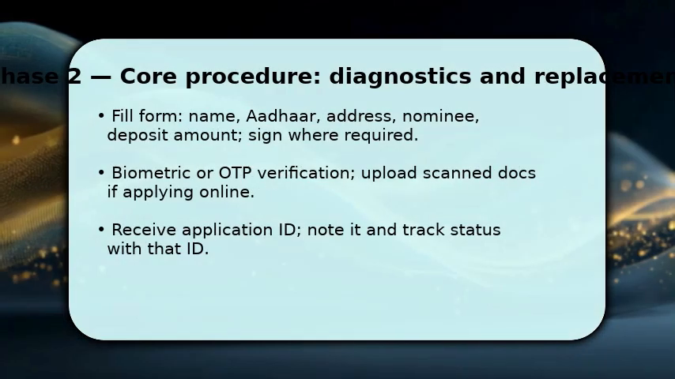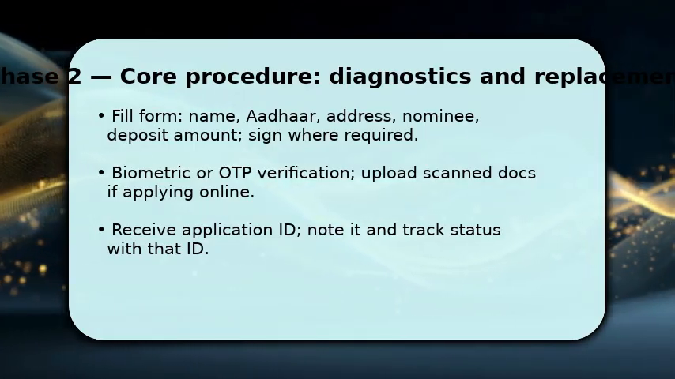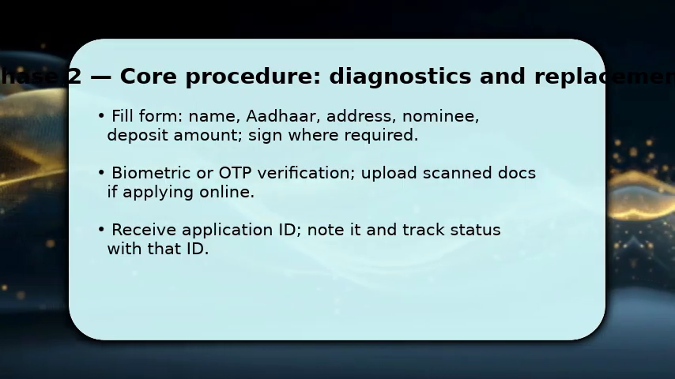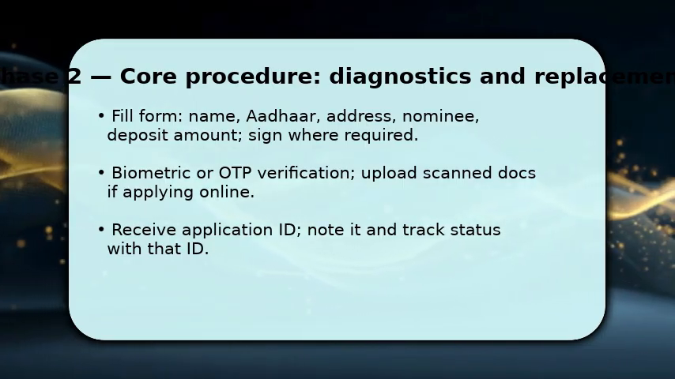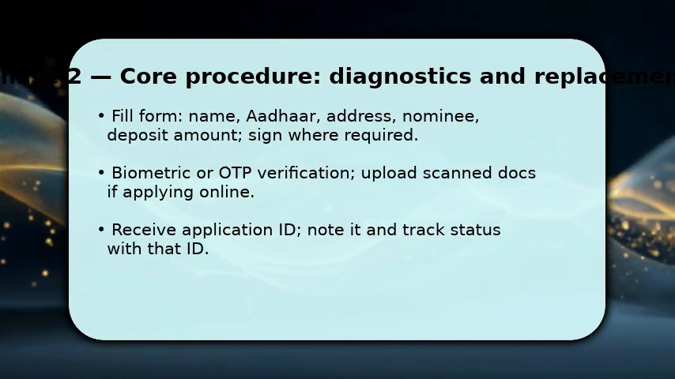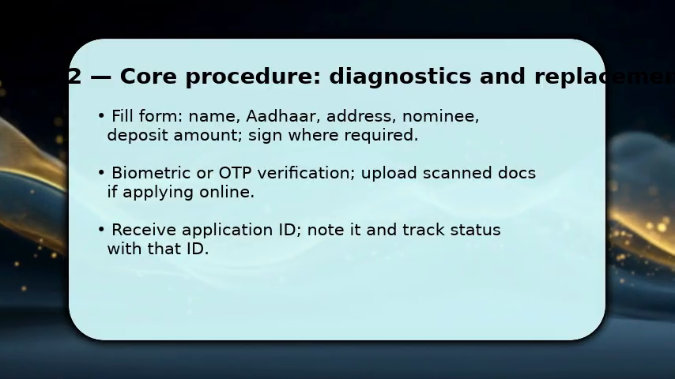You will now complete the core application. Carefully enter name, Aadhaar, address, nominee, and deposit amount. Sign where required. Then verify identity, either biometric at the center or OTP online, because verification links your account to Aadhaar and enables benefits. Once verified, make the initial deposit via cash, check, or UPI.